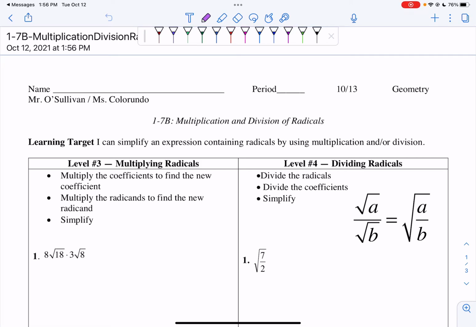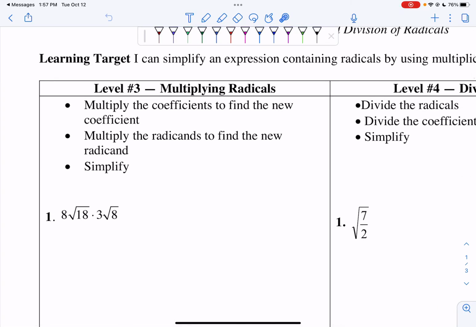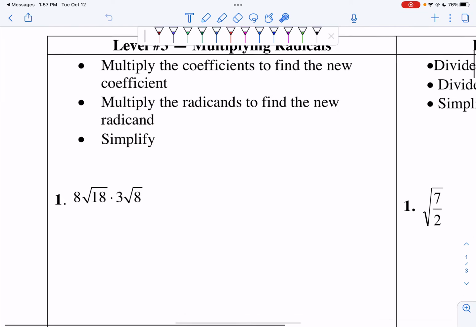Okay, today we're looking at lesson 1-7b, multiplication and division of radicals. Today's learning target is: I can simplify an expression containing radicals by using multiplication or division. When we multiply radicals, we simply multiply the coefficients to find the new coefficient, and multiply the radicands to find the new radicand, and then we simplify.